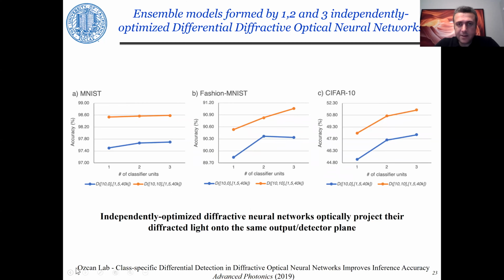So these are independently optimized systems that project their light onto a common detector output plane to benefit from the power of these different units. They are identical in terms of their architecture, but because of the randomness of the training process, they're not exactly doing the same thing. During the training, they've optimized in a slightly different manner with different output patterns. That's why they benefit each other.